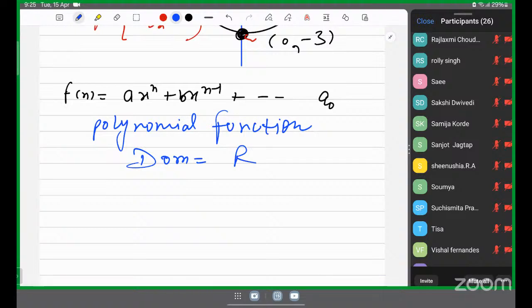What will be its range? If we have a randomly selected polynomial function, we cannot find out its range. It will depend on the polynomial. Which type of polynomial is it? Is it linear? Is it quadratic? Is it cubic? That will decide the range of the function. But we are confirmed about the domain. The domain will be R. There is no doubt in the domain. Understood?